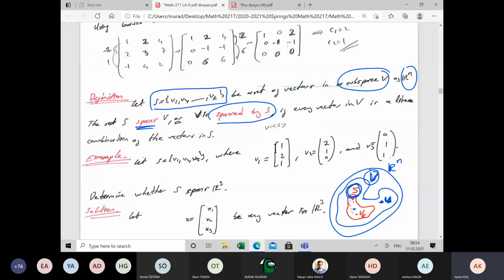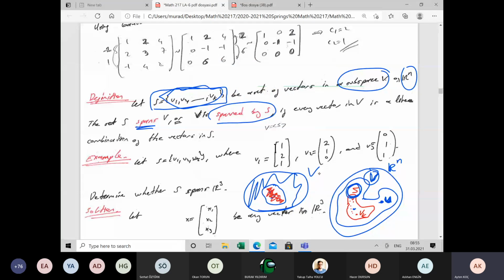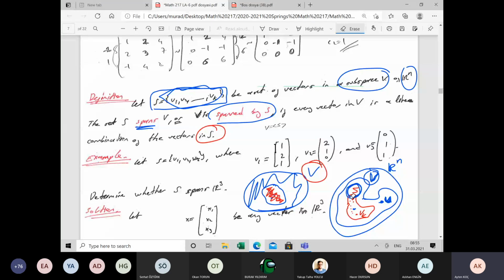Every vector in V, if it is possible to generate it by using the vectors in S, then this set S spans our vector space V. Because every vector is generated by using v1, v2, vk, every vector is a linear combination of vectors in S. So let's give an example to understand this concept.